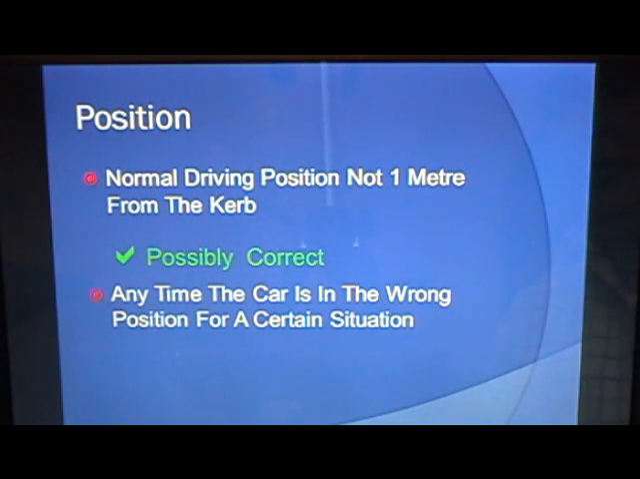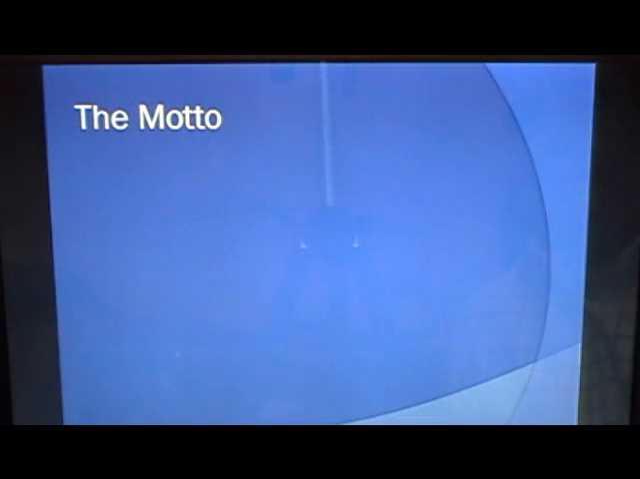It could be at a junction where they've got the wrong angle, maybe if they're going to be turning right or emerging right, let's say, and they do a bit of steering at the end, so it puts a bit of an angle on the car at the T-junction itself. That will be an incorrect position. So it isn't just to do with normal driving position, it's anything to do with position.